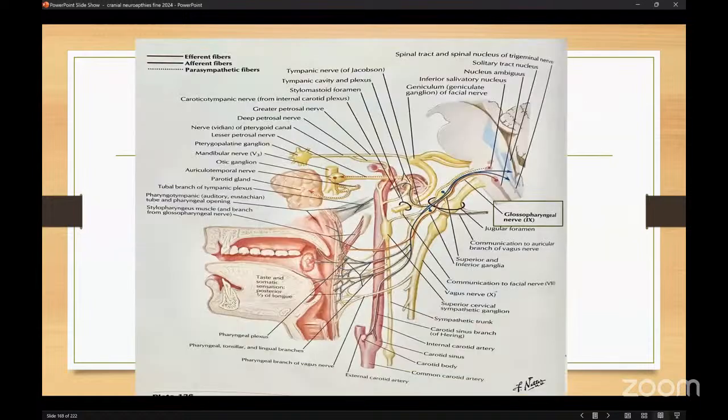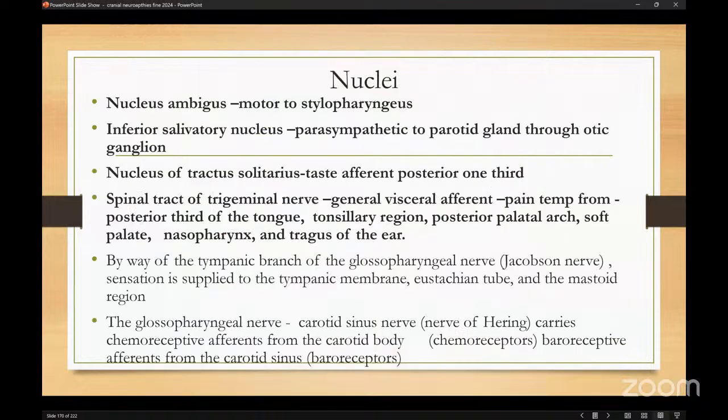So we come to the ninth cranial nerve. It is not very useful as such in the clinical examination part. But there are four major nuclei. Nucleus ambiguus supplies the stylopharyngeus. It is the only muscle that is supplied by the ninth cranial nerve. It has three other nuclei, that is the inferior salivatory nucleus, which is for the parotid gland.